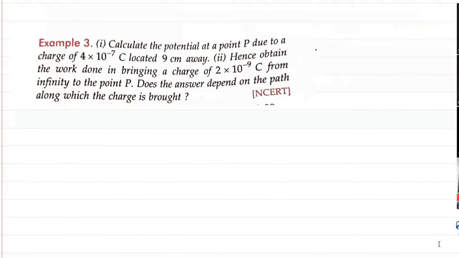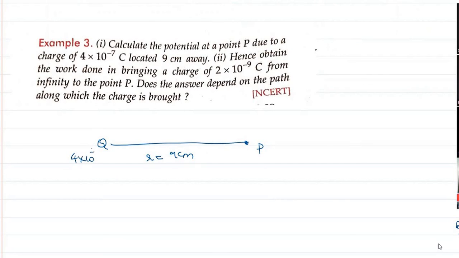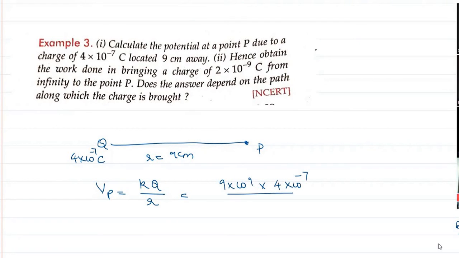Calculate the potential at point P due to a charge located 9 centimeter away. So this is the point and the charge is located at 9 centimeter away. So our distance is given and the charge value is 4 into 10 to the power minus 7 coulomb. Okay. So we need to find out the potential. Very simple. We know the formula K Q by R. So what is the value of K? It is 9 into 10 to the power 9. What is the value of Q? It is given 4 into 10 to the power minus 7 divided by 9 centimeter.